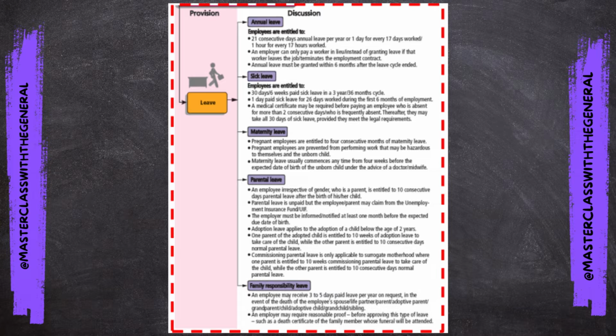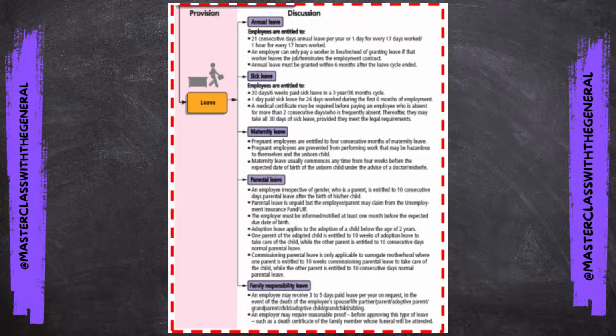Then sick leave. Employees are entitled to 30 days or 6 weeks paid sick leave in a 3-year cycle. So this one doesn't work on a yearly cycle. Why? Because we don't know what time, what month, what week a sickness can come to anybody. So these are days that are banked. You have 6 weeks within a 3-year period. It's possible that in the first year you may not fall sick, so you still have your 6 weeks intact. They don't fall away because 1 year has passed. They only fall away after 3 years.